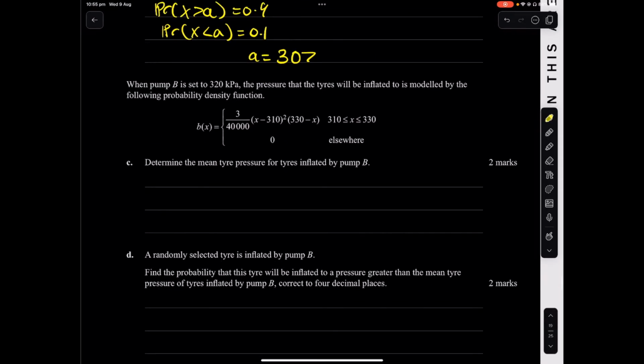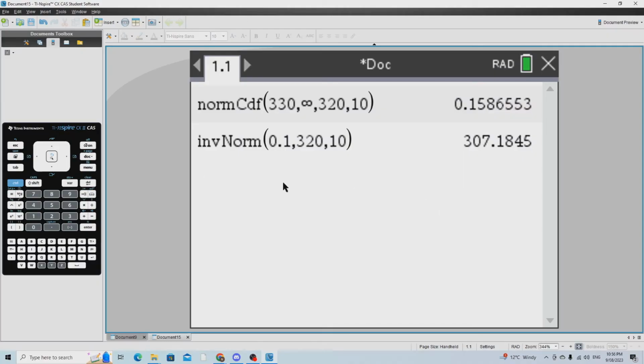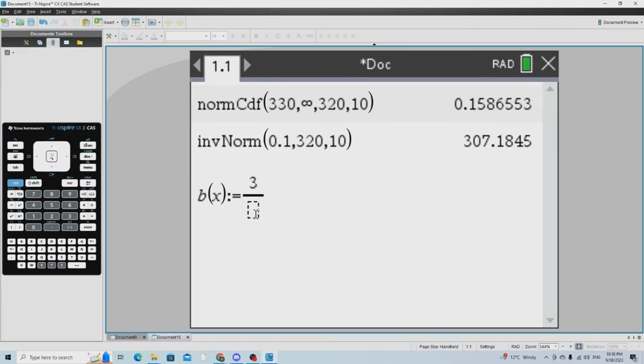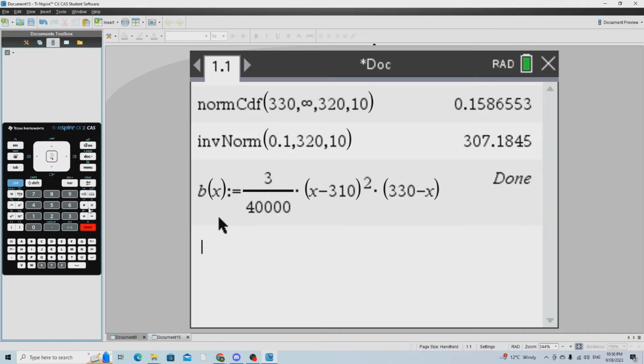When pump B is set to 320 kilopascals, the pressure that the tires will be inflated to is modeled by the following probability density function. Determine the mean tire pressure for the tires inflated by pump B. So let's say b of x is defined as 440,000 times (x minus 310) squared times (330 minus x). Okay, so we get this.